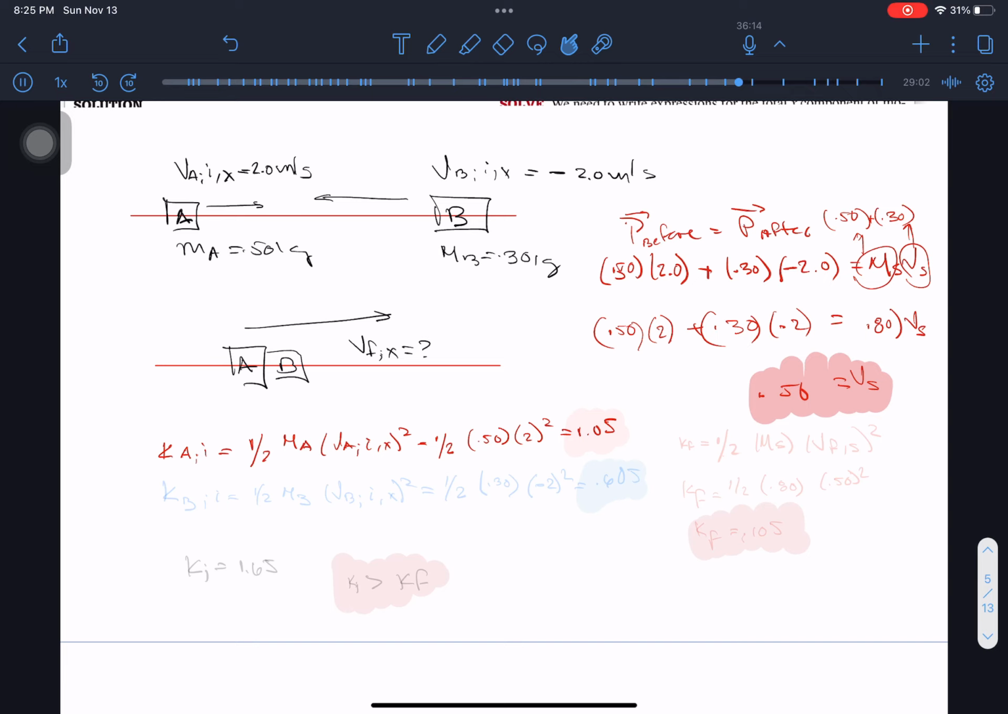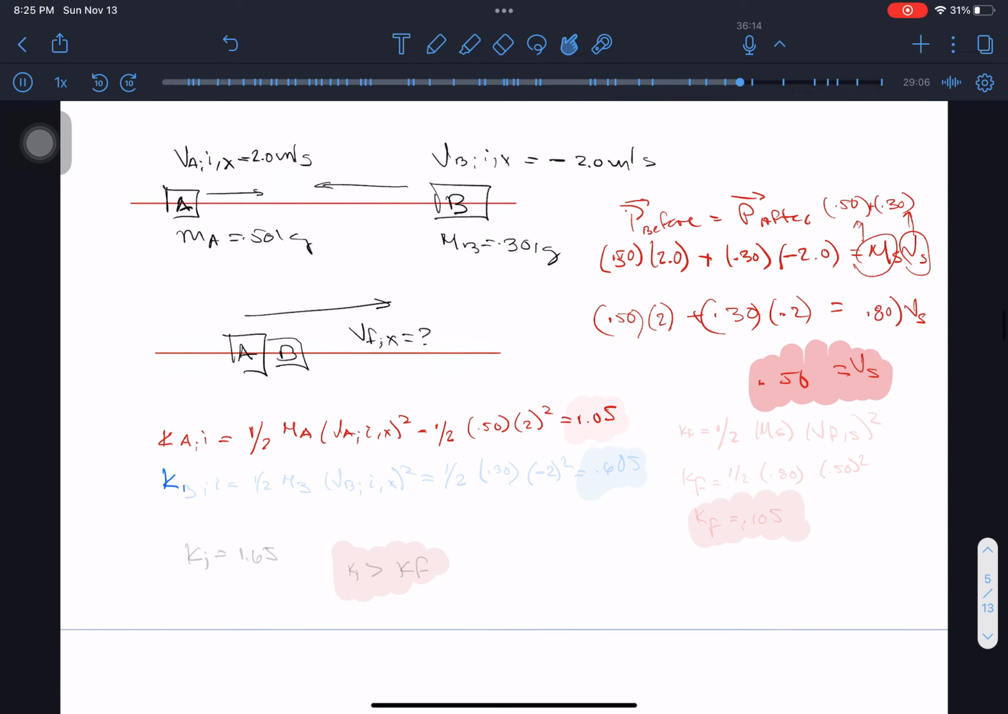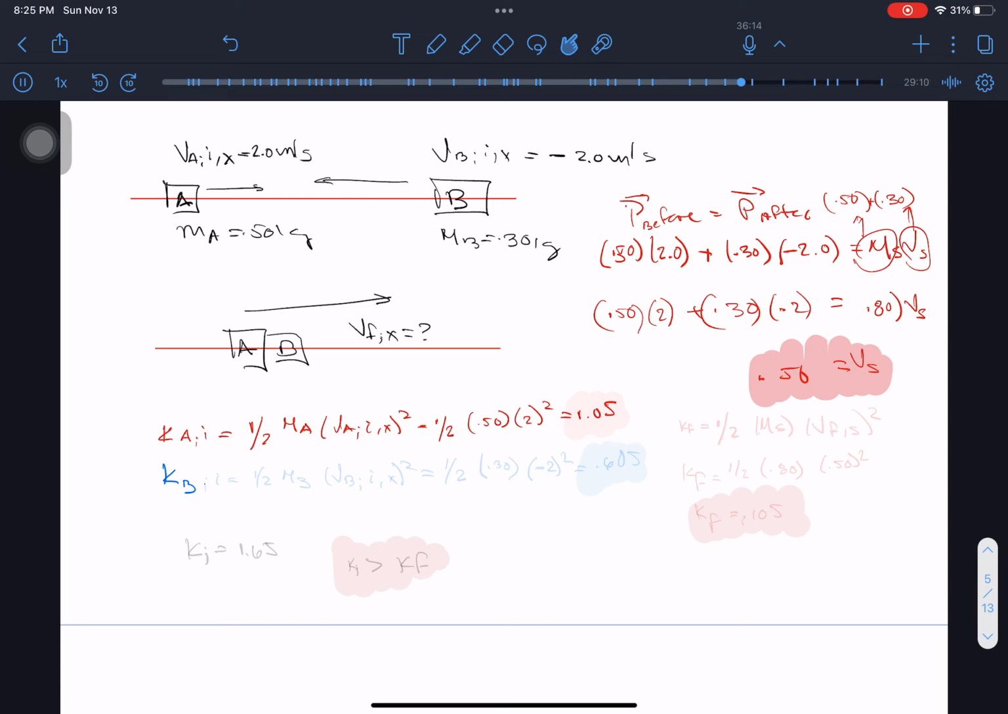So kinetic energy for glider B. Here's glider B. It is going to be equal to one half the mass of B times the initial velocity of B, of course. Equals 1/2 times 0.30 times minus 2 squared, which is 0.60. We have the initial kinetic energy for A and the initial kinetic energy for B. The initial kinetic energy of the system is going to be the sum of both initial kinetic energies of the gliders. And that's going to give us 1.6 joules.